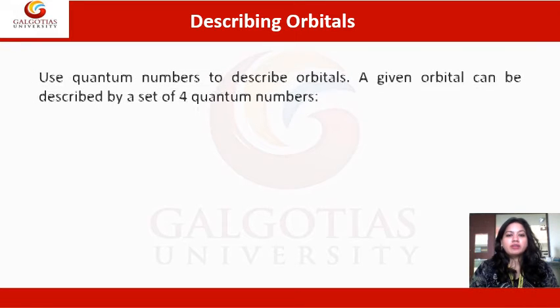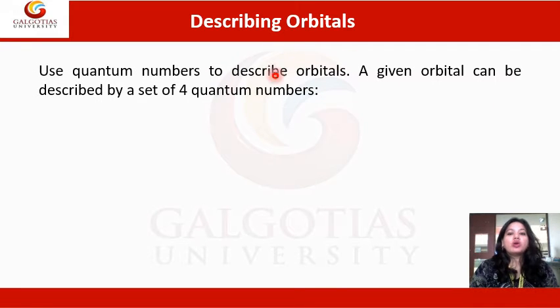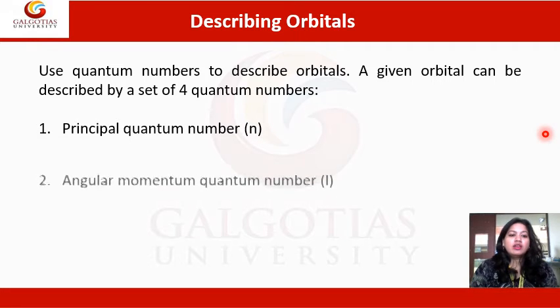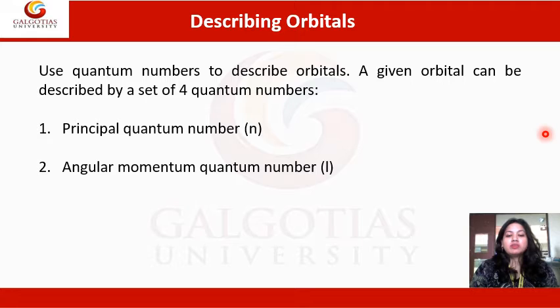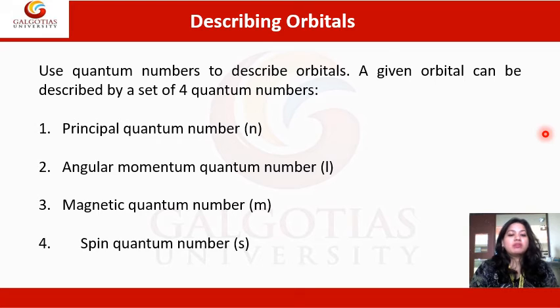We use quantum numbers to describe orbitals. A given orbital can be described by a set of four quantum numbers, that is the principal quantum number n, the angular momentum quantum number L, the magnetic quantum number m, and the spin quantum number. Now, we will discuss all the quantum numbers in detail.